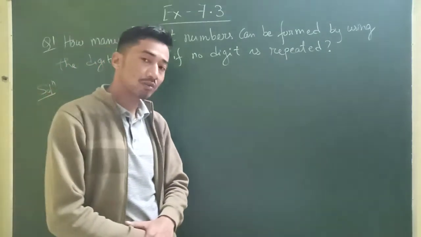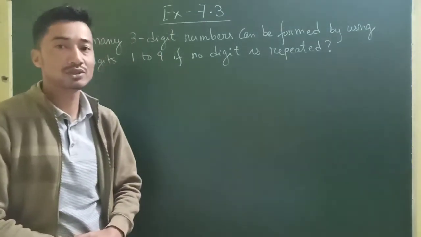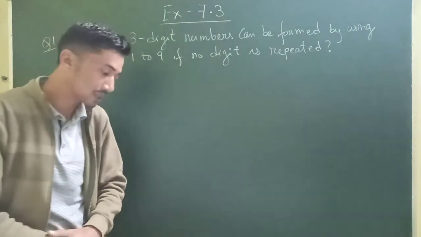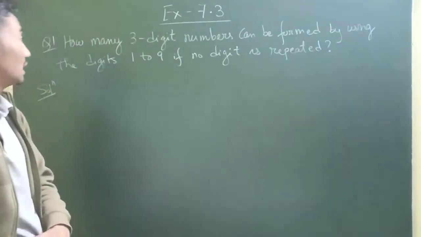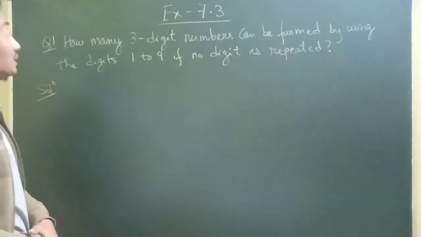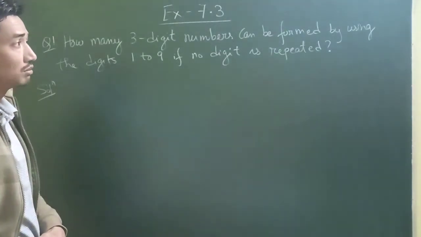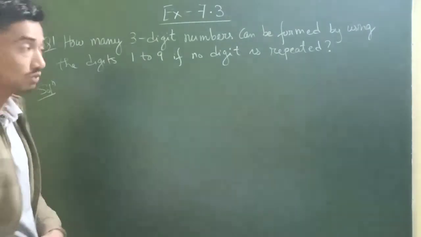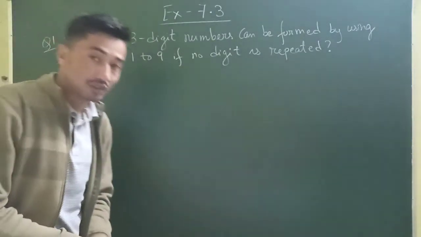Let's come back. We will try to relate the formulas also, but we'll try to understand and solve each question individually. So I will be solving this exercise in my own way. Okay, so let's begin. The first question is, how many 3-digit numbers can be formed by using the digits 1 to 9? We have 9 digits, 1 to 9, if no digit is repeated.